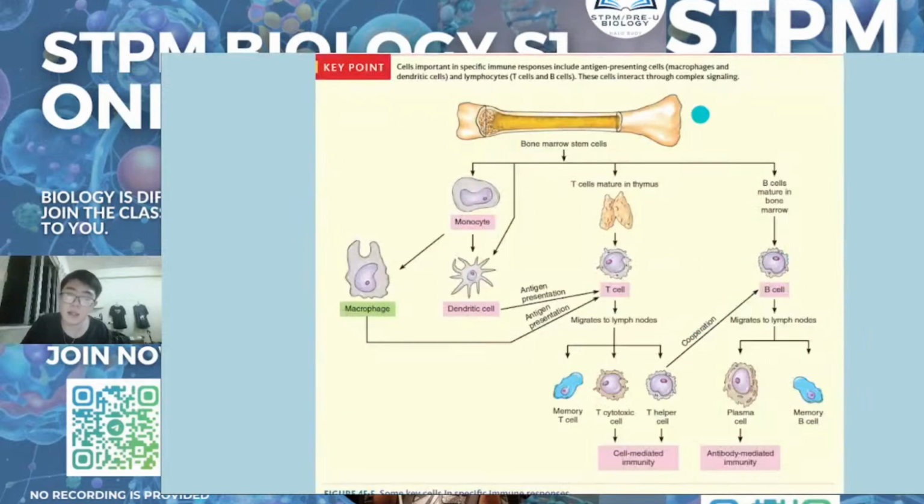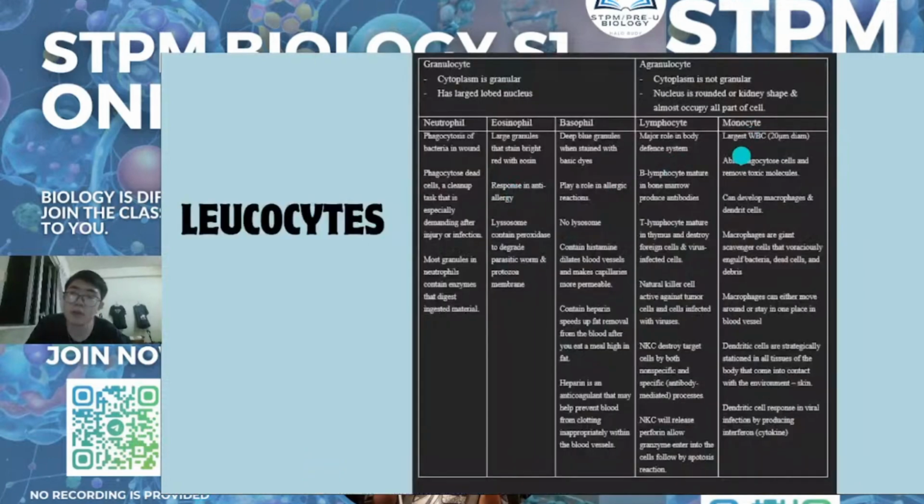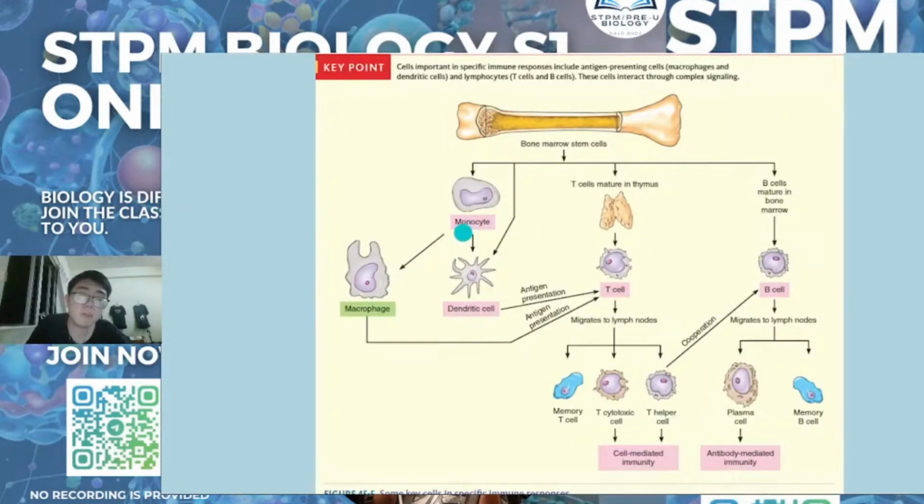So this one is the bone marrow. The bone marrow stem cell will produce monocyte, right? And this monocyte later will produce macrophage and also dendritic cell. These two cells also actually help the T cell play its role in the defense system. How they help it, you will learn in semester 2.